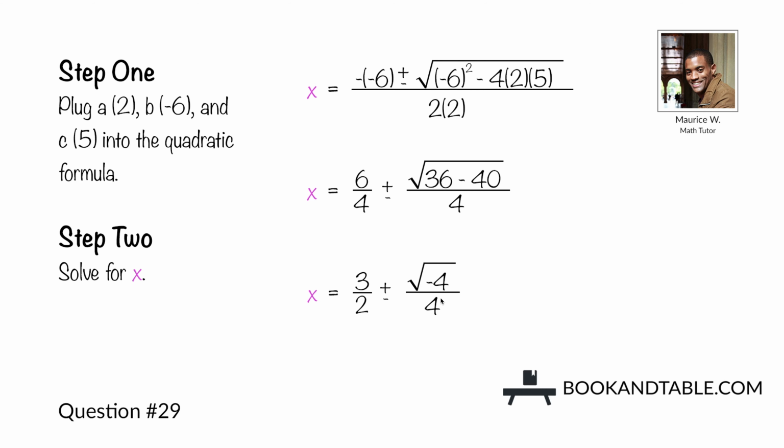The square root of negative 4 is equal to the square root of 4 times the square root of negative 1. And those are equivalent to 2i. 2 divided by 4 is equal to 1/2. So we get x is equal to 3/2 plus or minus i over 2.